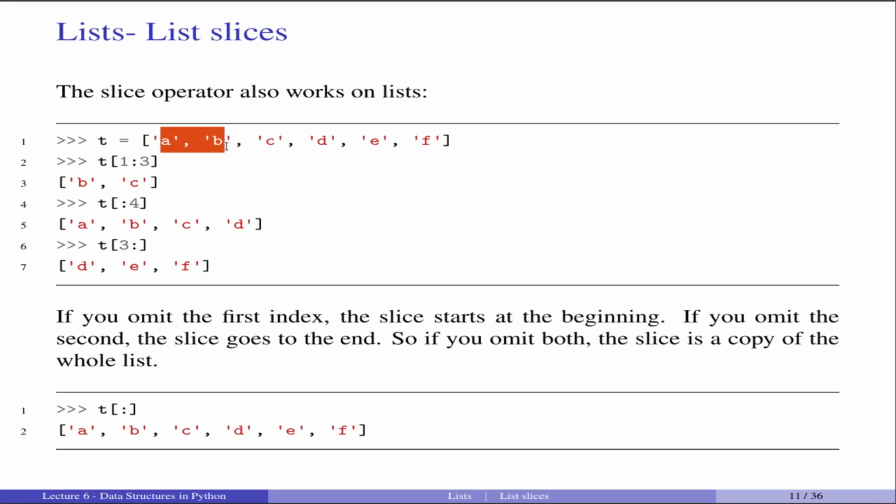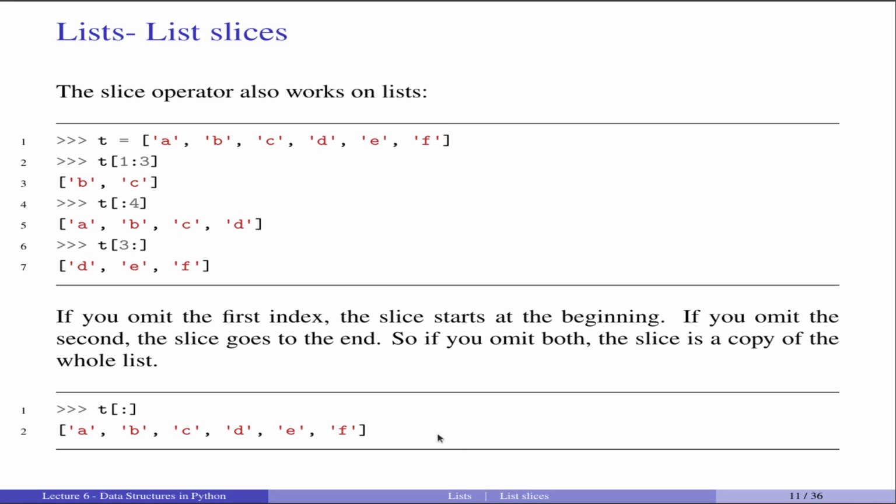So a, b, c and d. Okay, similarly if we define a slice where the start index is 3 and there is no last index, it will start from index 3 and print all elements up to the end. Okay, so here, since at index 3 the element is d, it will start from d and end at the end of the list, which is f, right? So it will output d, e and f.